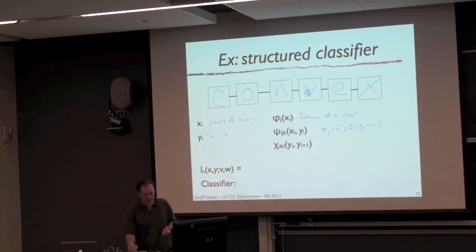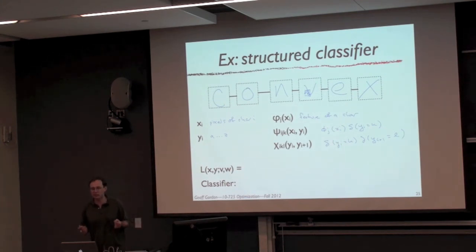And then yet another set of features, chi ikl, that's going to be just an indicator of whether yi is equal to k times the indicator of whether yi plus 1 is equal to l. So these are bigram features. They're basically features that say I have an N followed by an O, or a V followed by an E.